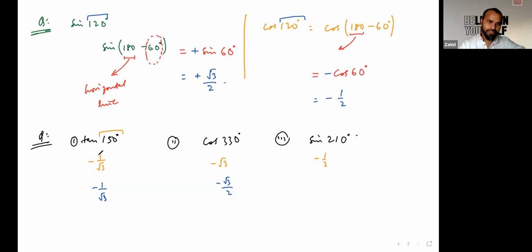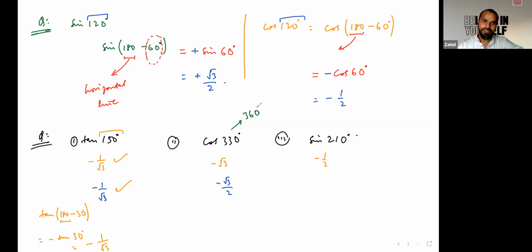Let me solve the first part. Tan 150 is tan of 180 degree minus 30 degree. So 150 would define the horizontal line, there would be no change. So it would be tan of 30 degree. Since 150 degree is in the second quadrant where tan theta is negative, it would be minus of tan 30 degree, which equals minus of 1 by root 3. So both are correct.